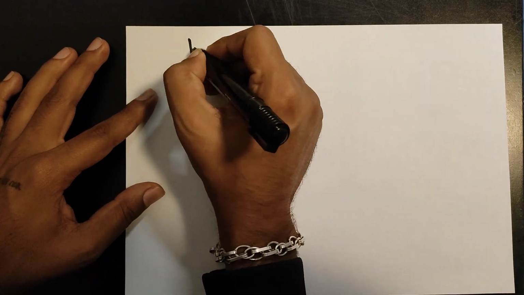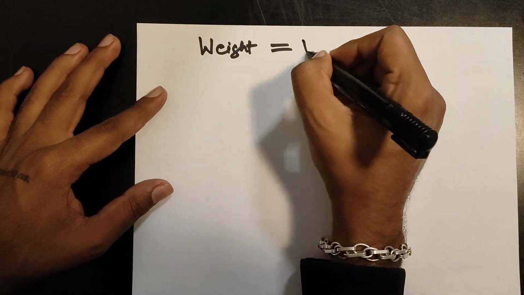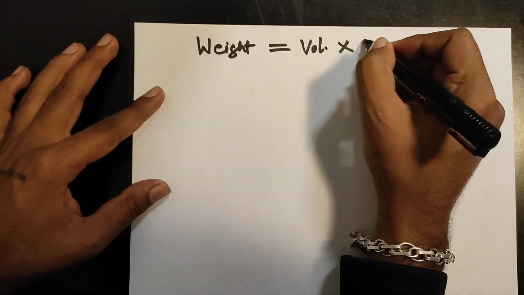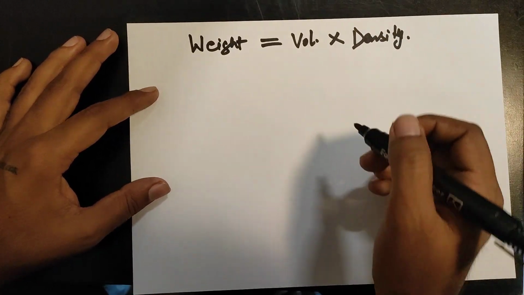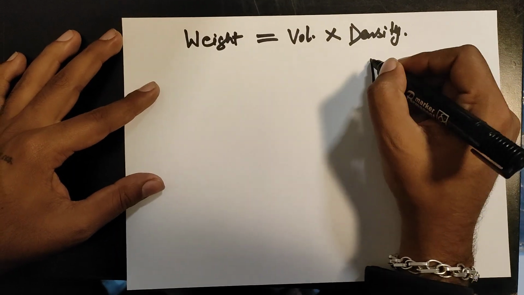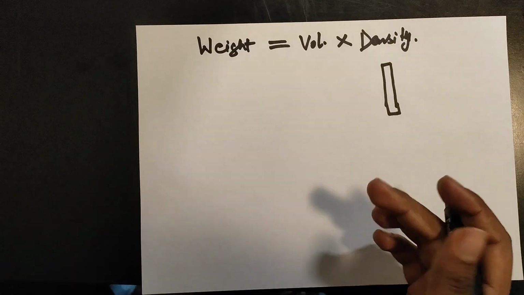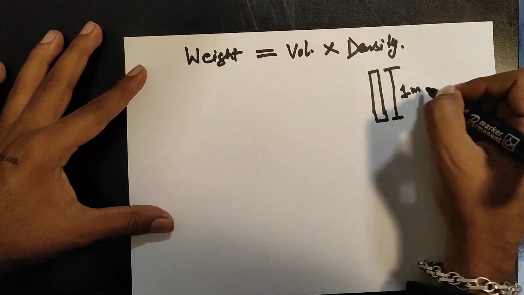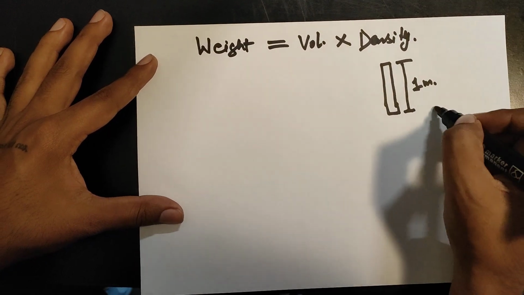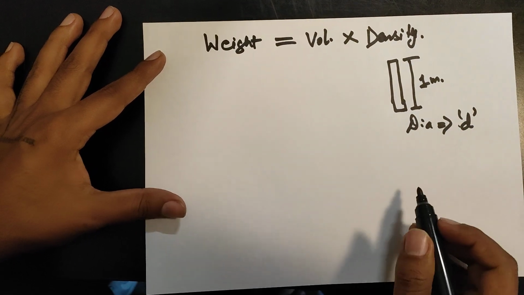So as you guys know, weight equals volume multiplied by density. So let's assume this is a steel rod. As we are talking about the unit weight, the length of this steel is going to be 1 meter. The diameter, let's denote it by D.